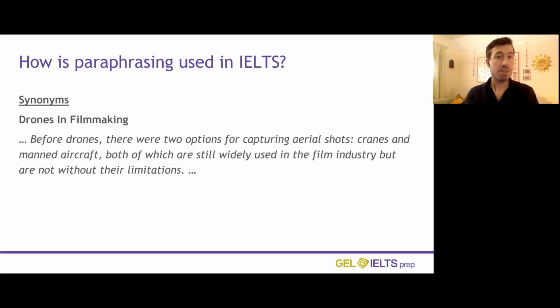The sentence we've got is, "Before drones, there were two options for capturing aerial shots: cranes and manned aircraft, both of which are still widely used in the film industry, but are not without their limitations." That would be taken from the text. Now, if you were going to find a question about this text, if there was a sentence related to this text in the question, you wouldn't have just the same words. It would use some synonyms.